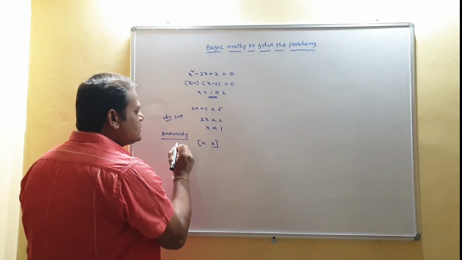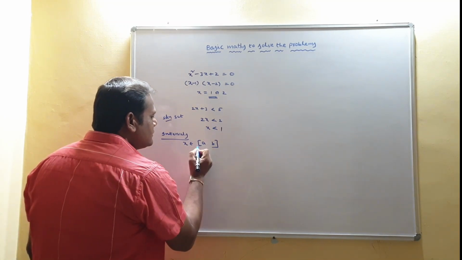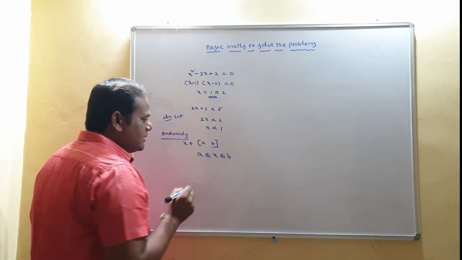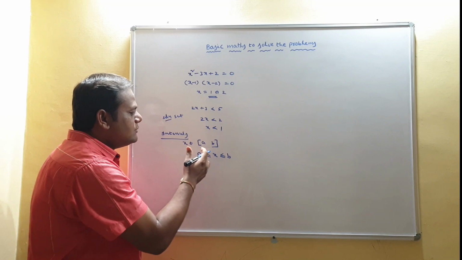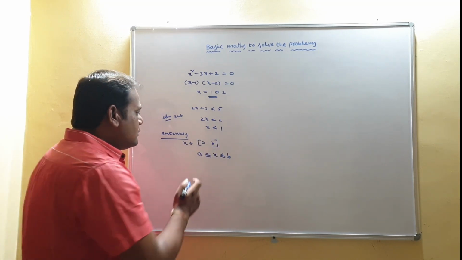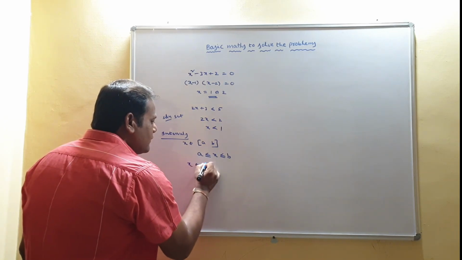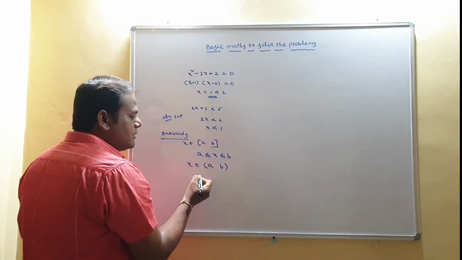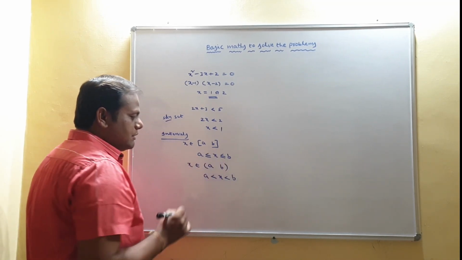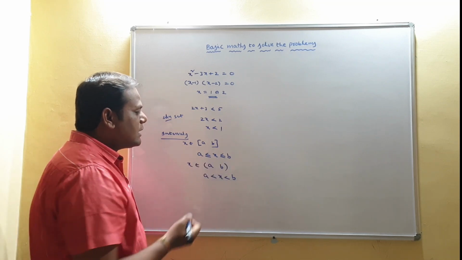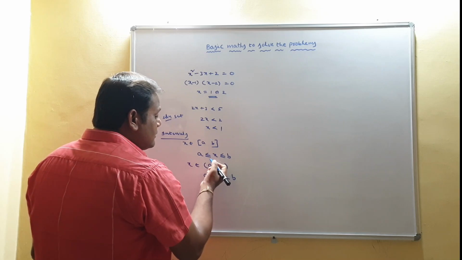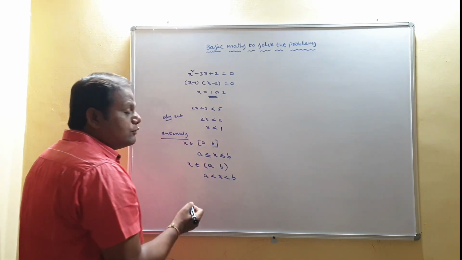The meaning of closed interval A to closed interval B is A less than or equal to x less than or equal to B. Means you can take x values between A and B and also A and B included. The next one is open interval. So x belongs to open interval AB means simply we take A less than x less than B. So here also you can take all the values between A and B, but here A and B are excluded.